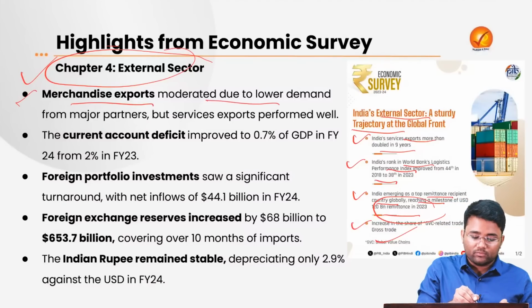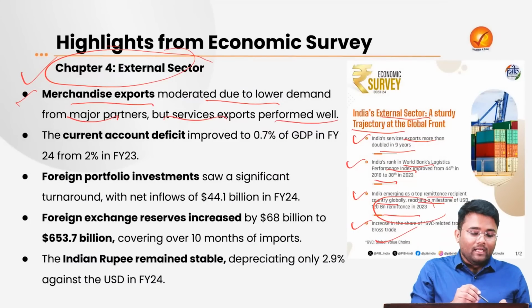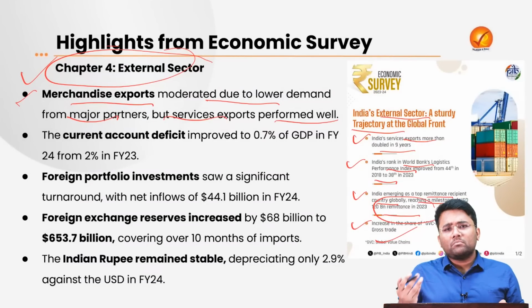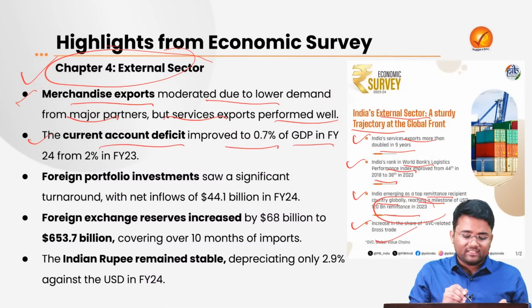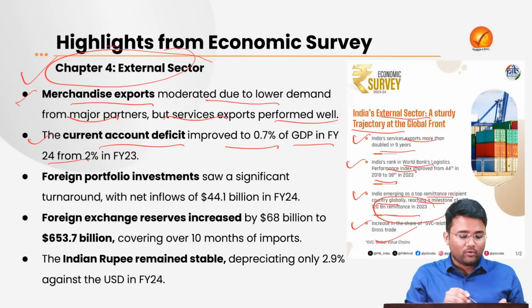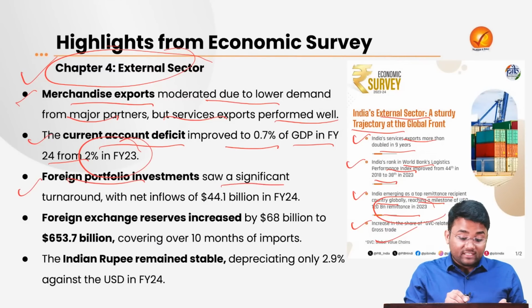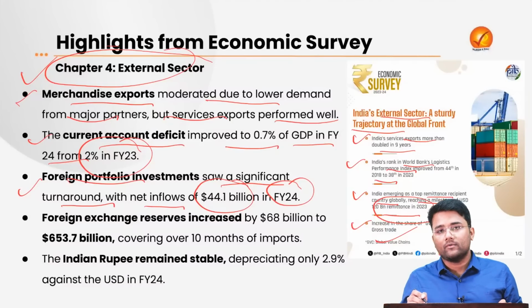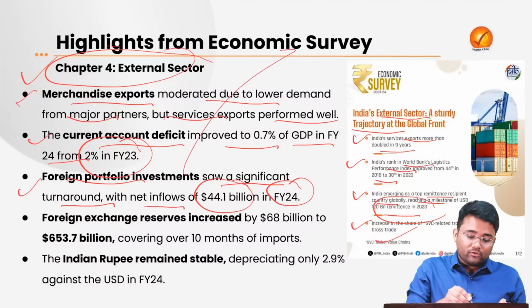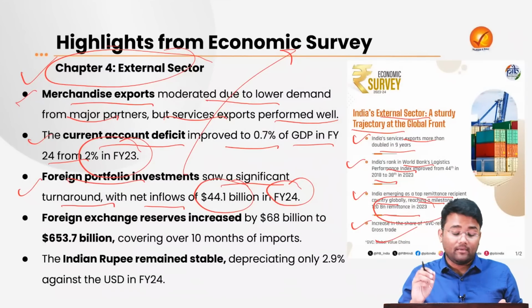Then the merchandise exports moderated due to lower demand from the major partners, but service exports performed well. Merchandise trade includes the trade of apparel, etc. Then the current account deficit improved to 0.7% of GDP in financial year 24 from 2% in financial year 23. The foreign portfolio investment saw a significant turnaround with net inflows of almost $44.1 billion in financial year 24. So that has also led to increased activity in the capital market, a robust capital market.